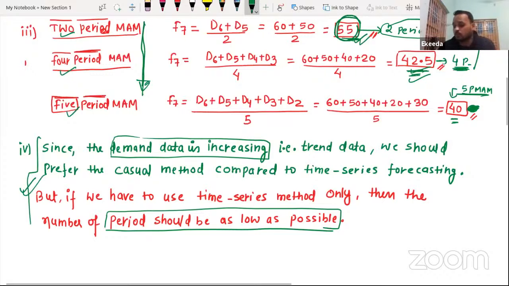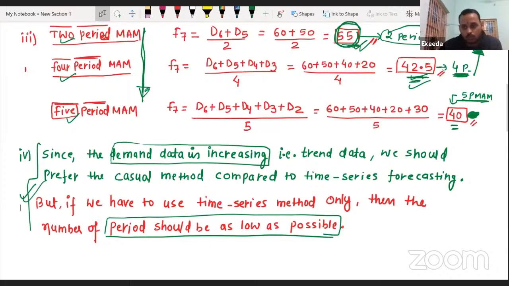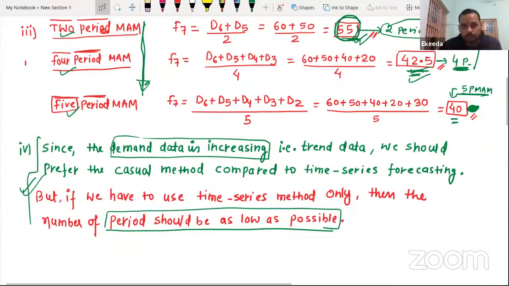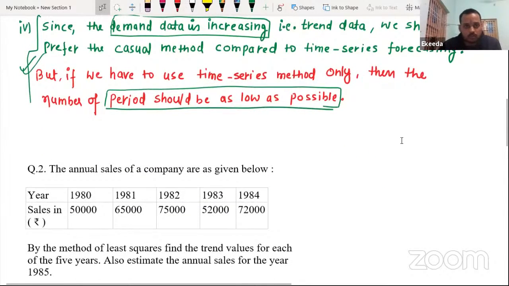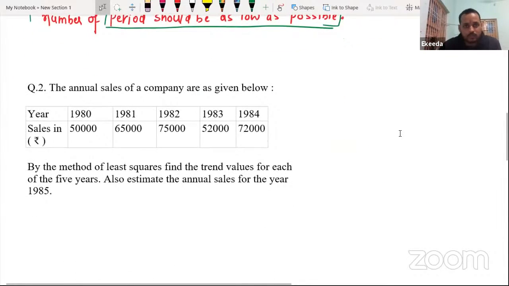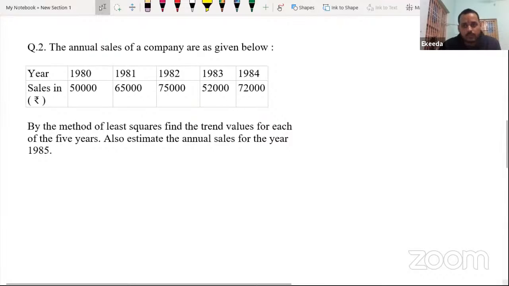So it is a very simple question. The formulas are very simple, but you should also know the basic concepts, what it means. Now we will move to the second question. You can see we have taken the second question here. A very important and very conceptual question.